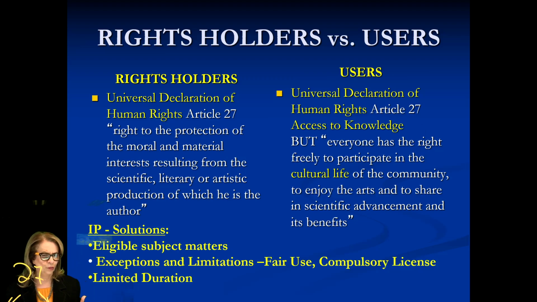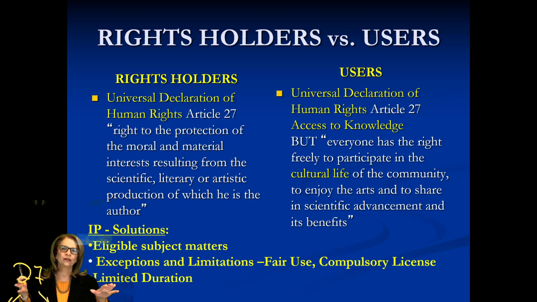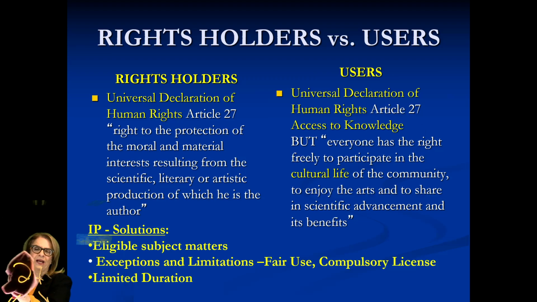So on the one hand, we have the right of a holder to be the owner and to exclude others from his work, at least for a limited time. On the other hand, we want all the world to have access to knowledge and access to art. So how can we balance between these two rights, the right of everyone to have access to knowledge and culture, and the author's right to exclude others? We have a few mechanisms to balance between these two protected rights.